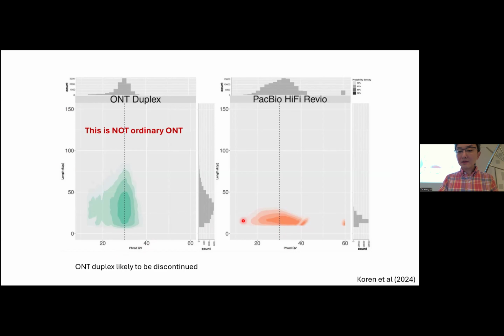Okay, this one is about 20 kb. And the error rate is about QV30, the 1 per 1,000 error rate. Actually, the mode, the peak here is better than that.